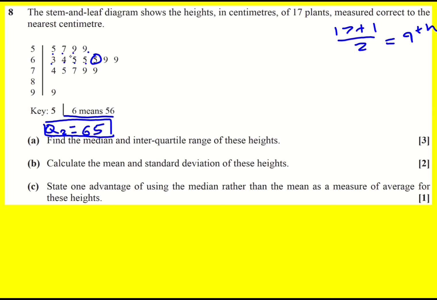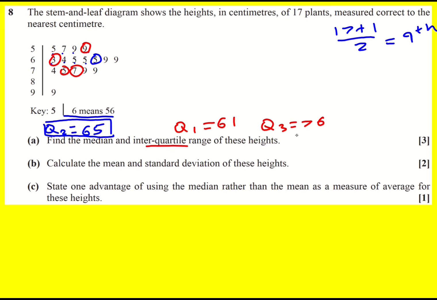So now I've got 8 values, so it's going to be halfway between the 4th and the 5th value. 59 and 63 is going to be 61. So Q1 is equal to 61. And then for the upper quartile, it's the median of the upper half. 1, 2, 3. So we're looking between 75 and 77. It's going to be 76.